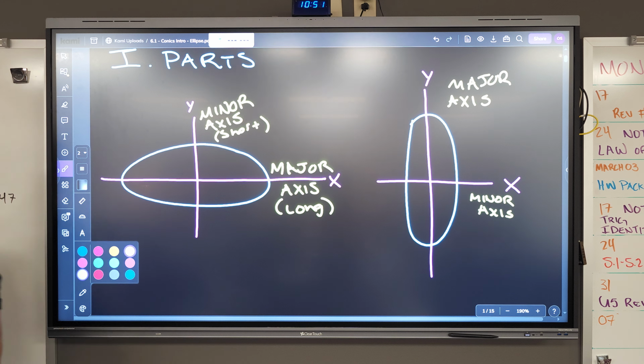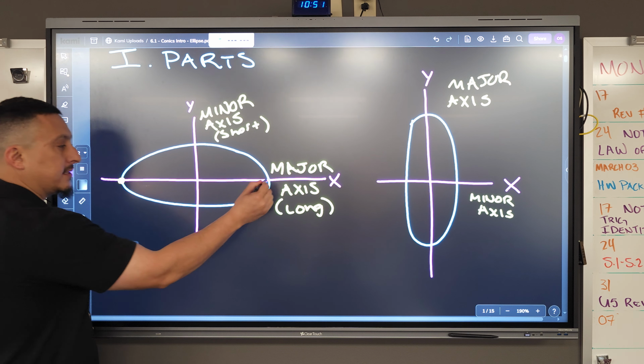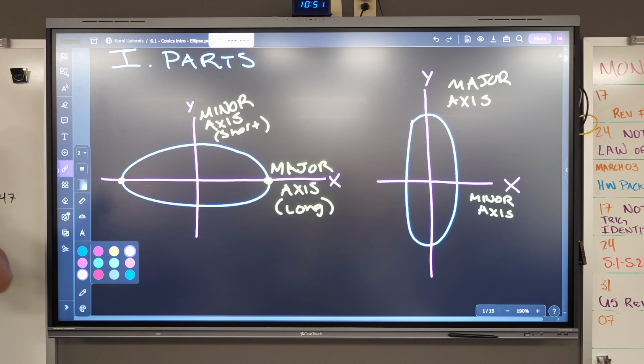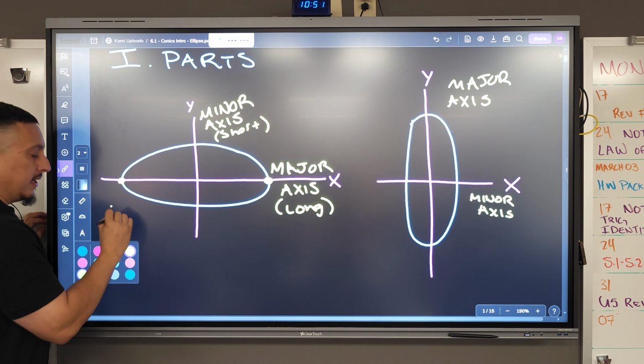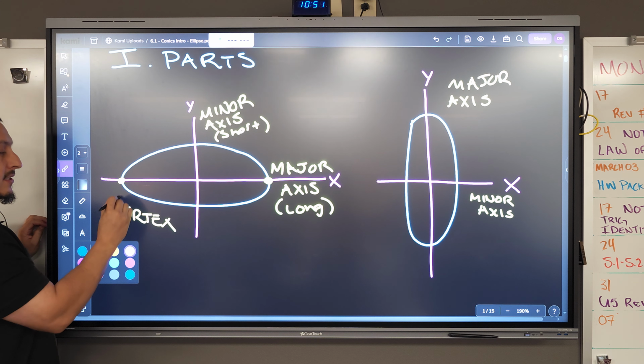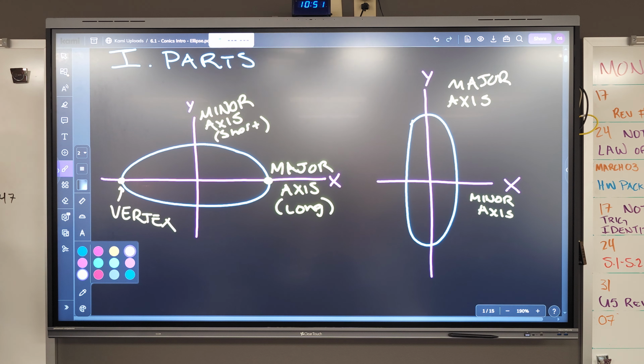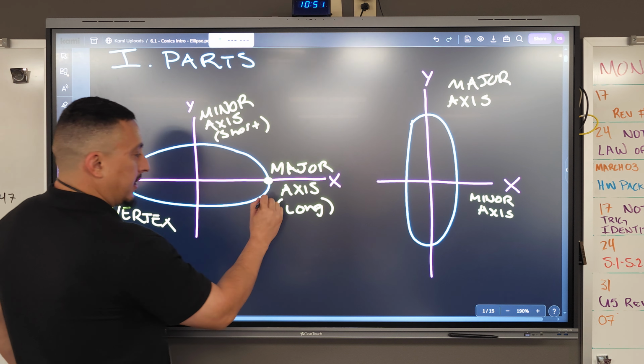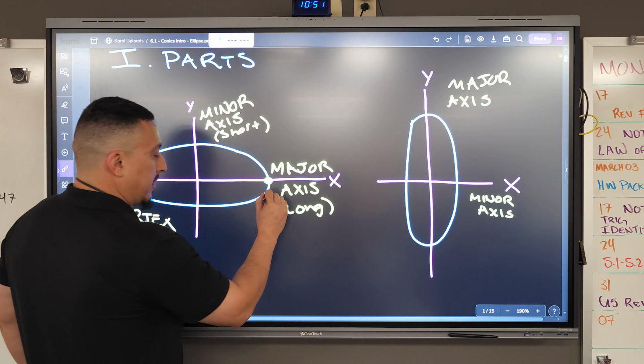So we're just learning the different parts so we can communicate. On the major axis, those two, I don't know how we could refer to them, but the proper name, the ends of the curves, they're called vertex, where it has the change of direction. So that's called the vertex. This is called the vertex.